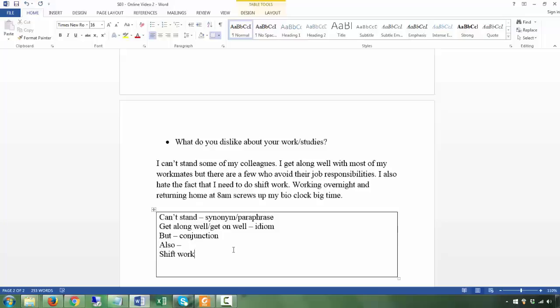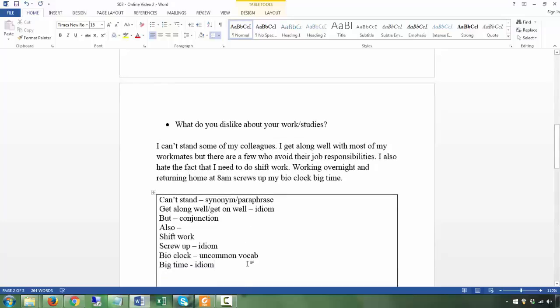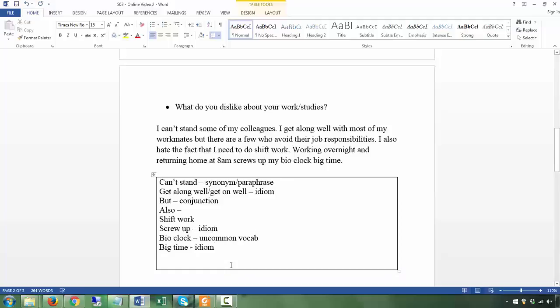Working overnight, returning home at 8, screws up. To screw up means to mess up. Okay, another idiom. Because literally you're not talking about using a screw or whatever. So it's good, it's an idiom. Bioclock, probably it's a good uncommon vocabulary. And big time, it's very informal, idiomatic kind of language. Okay, however you want to define these words, these are what examiners are looking out for: slightly less common language that people use every day. Not everybody will use words like screw up, bioclock, big time. These are words that the examiner will take note of. All right.